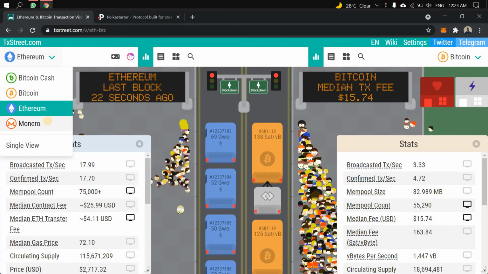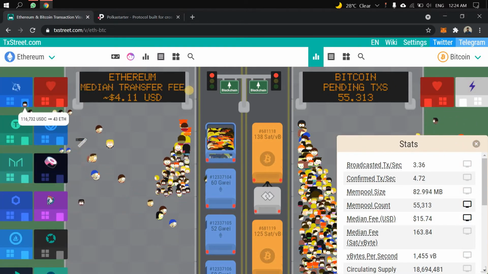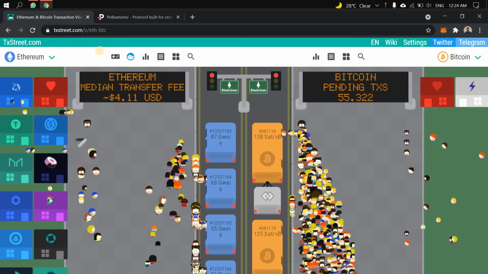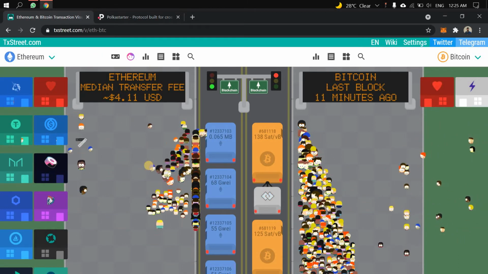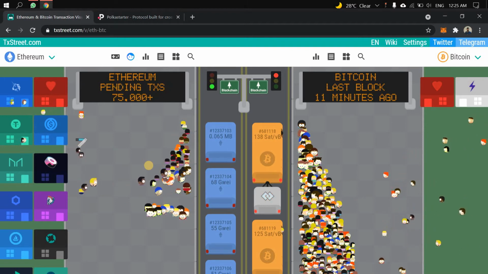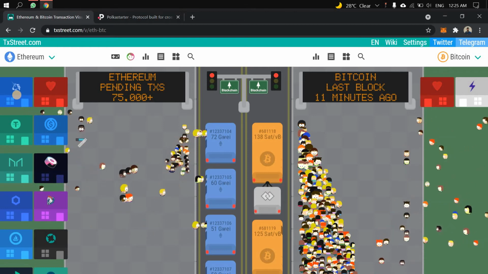So first let us understand the statistics about Ethereum. Just ignore the right side of the screen and focus on the left half of the screen. So what exactly are these? Who are these people or the images that we are seeing? These are nothing but the transactions that are initiated from various DeFi protocols.